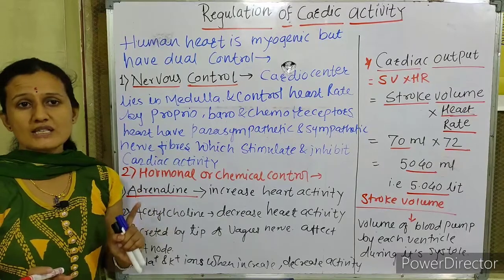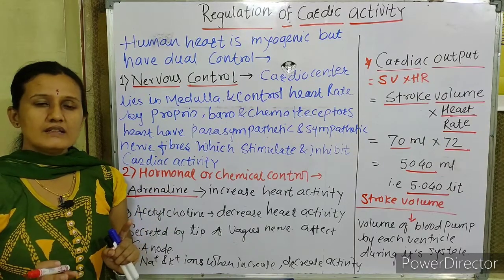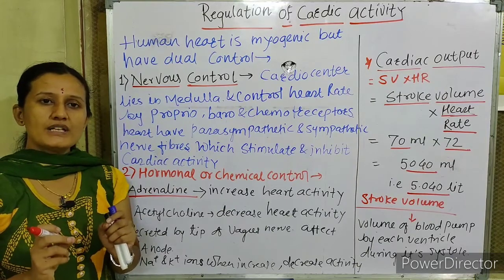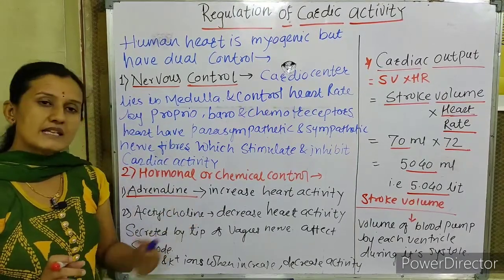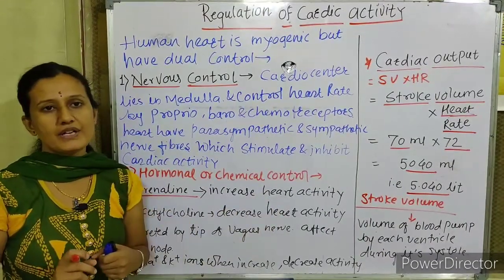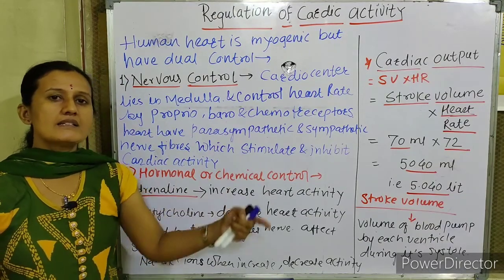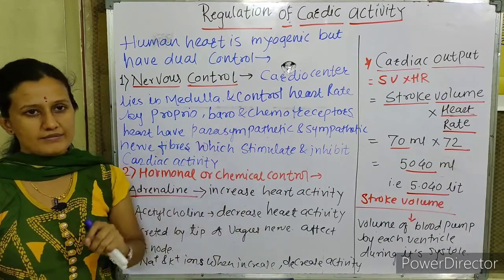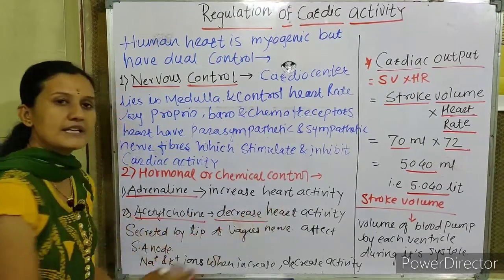It is an emergency hormone. It is a stress hormone. When there is a need for an increased heart rate during an emergency condition, adrenaline is secreted and it modifies the cardiac activity. When there is a decrease in heart rate, that is bradycardia, adrenaline is secreted to increase the heart rate, and acetylcholine decreases the heart activity.